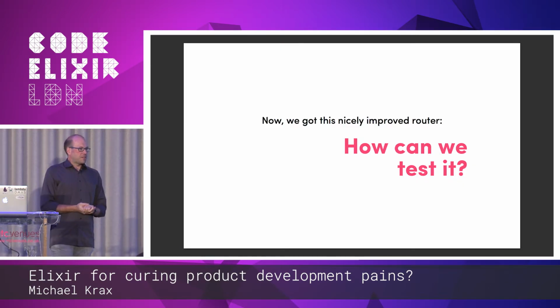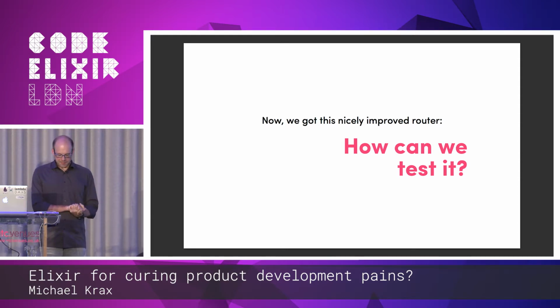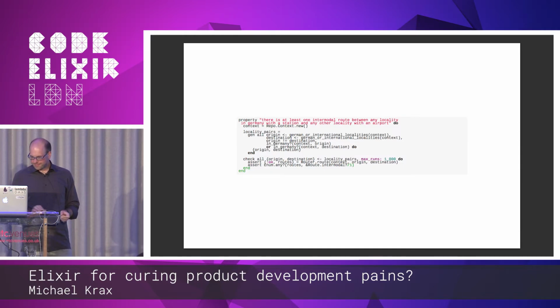Now we got this nicely improved router. It's faster, it's more reliable, it works in Elixir, so we should be able to test it. And it's a little bit optimized for readability, but it's more or less the real code that does the test.